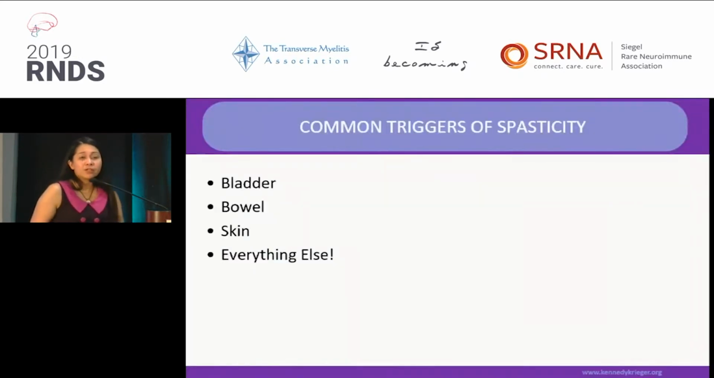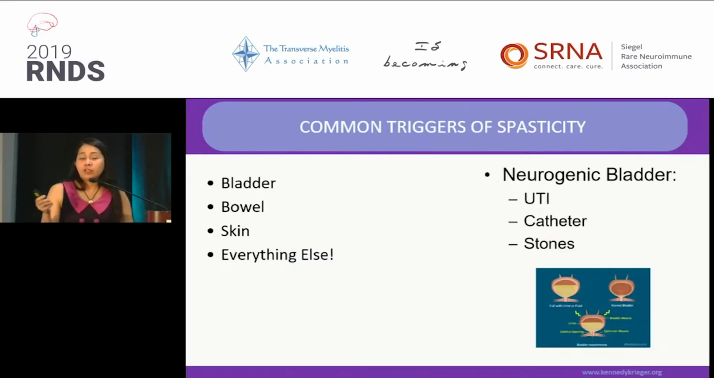All right, so common triggers. Bladder, bowel, skin, and everything else. Okay? Bladder, bowel, skin, everything else. Number one, bladder, the most common one. As I mentioned earlier, it could be a urinary tract infection. For those who have indwelling catheters, it could be something as simple as your catheter has been kinked. The more challenging ones are if you have stones. It's either we wait to pass, or if the stones are big enough, we have to send you to a urologist. Okay?